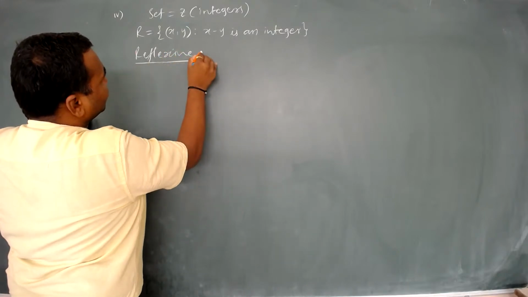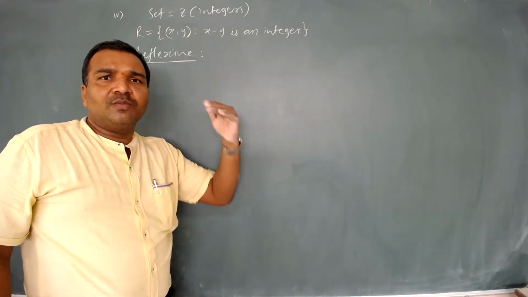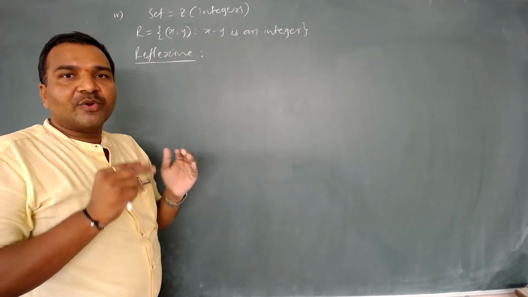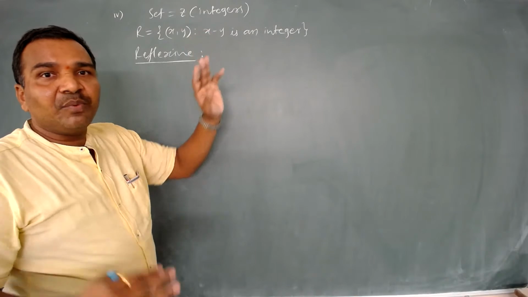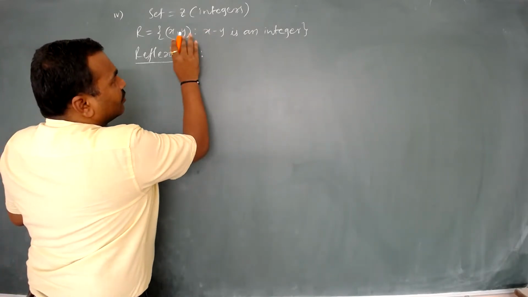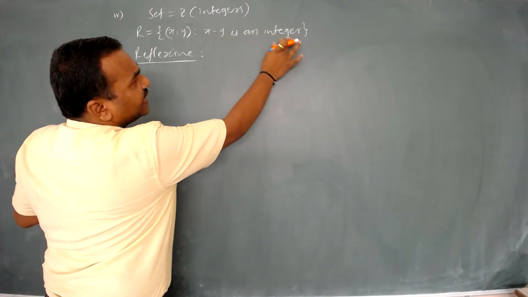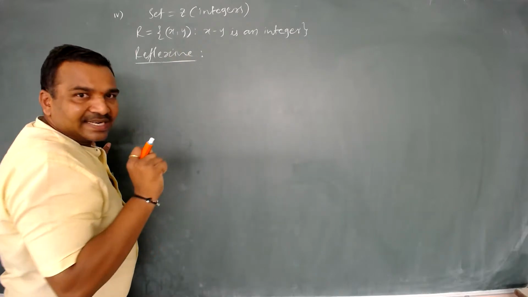Reflexive. What is reflexive? Here we have to prove x comma x belongs to R. Correct? What we have to prove? X comma x belongs to R. Substitute in that: in place of y, put x. What will happen? Put y equal to x. What is the condition? X minus x is an integer. Is it right or wrong? Yes, it is possible. Just try to understand.